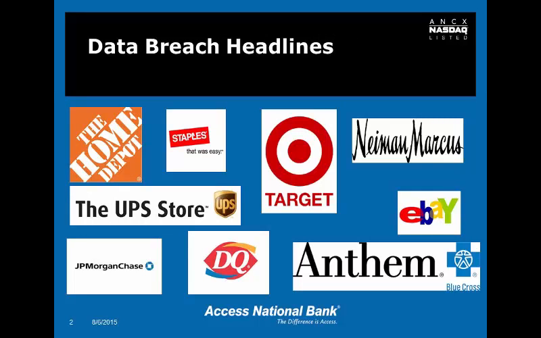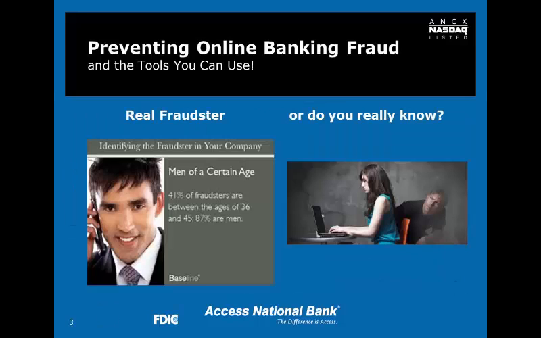Today, when you look at all the data breaches happening in the headlines, from the IRS to the US government to JP Morgan Chase to Target, and yes, even our very own Dairy Queen, information has been compromised through various sources. What does a fraudster look like? When fraud is being committed by a person, typically 41% of frauds happen from the age of 36 to 45, and 80% of those are men.